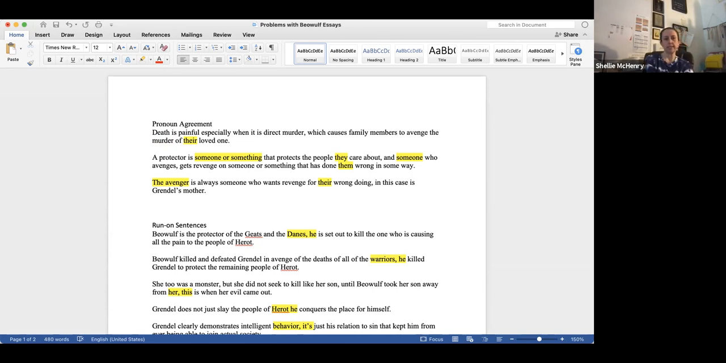Okay, so let's look at the second sentence. A protector is someone or something. So we've got one subject that protects the people they care about. So we can't have a plural pronoun for a singular subject. And someone who avenges gets revenge on someone or something that has done them wrong in some way. So again, our agreement here is off. So we need to either change the subject or the pronoun so they're both singular or they're both plural.